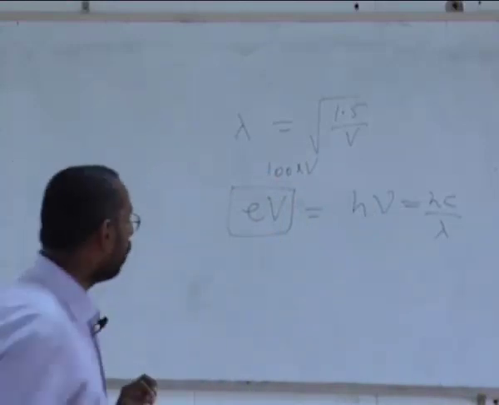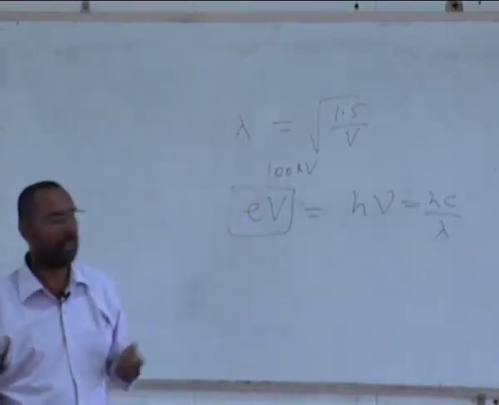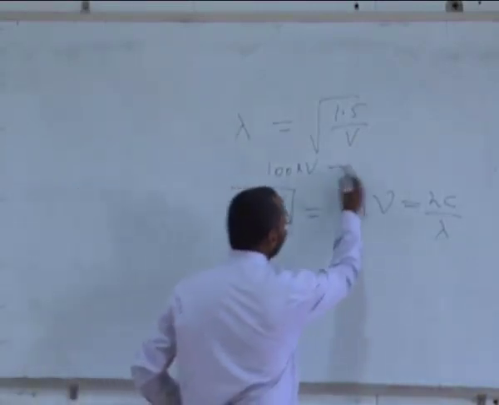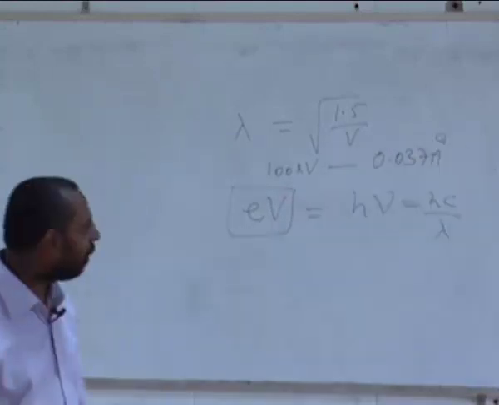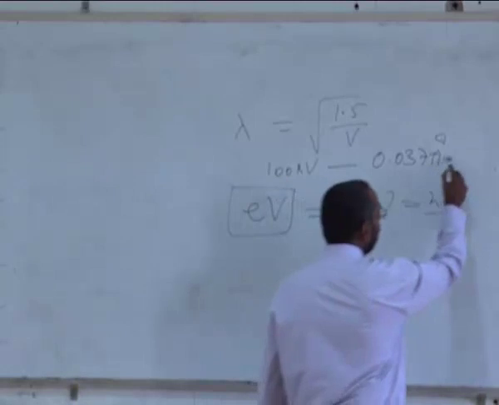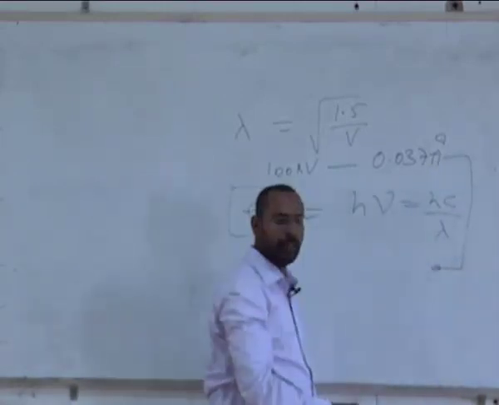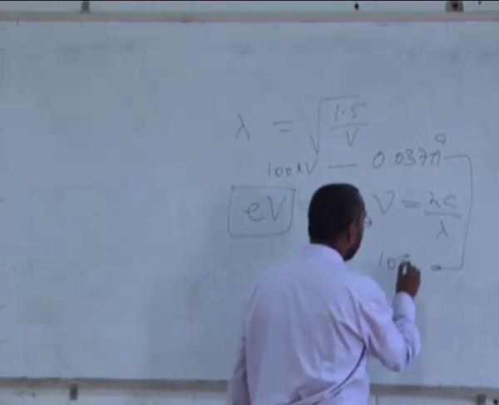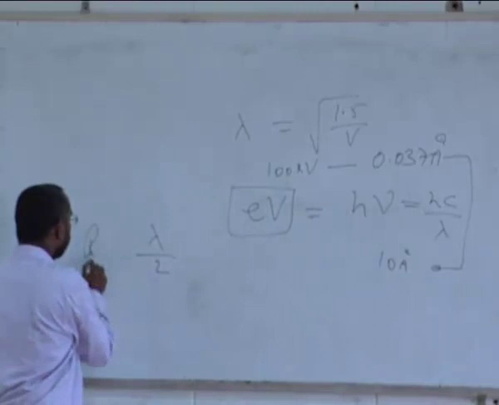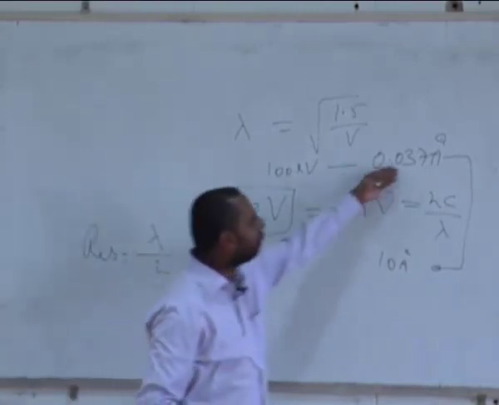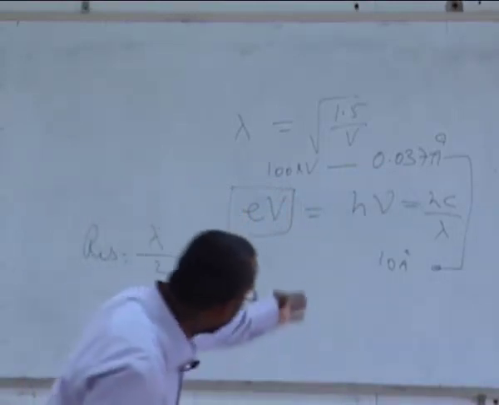In fact, people have gone to very high voltages earlier. For example, a 100 kV microscope, as I told you, can give you a wavelength of 0.037 angstroms. But unfortunately, though it has a wavelength of 0.037, the resolution of a 100 kV microscope is of the order of only 10 angstroms. You may say, sir, it is supposed to be lambda by 2 resolution. Just now you said lambda by 2, so it should be 0.02 angstroms. But you are saying 10 angstroms.